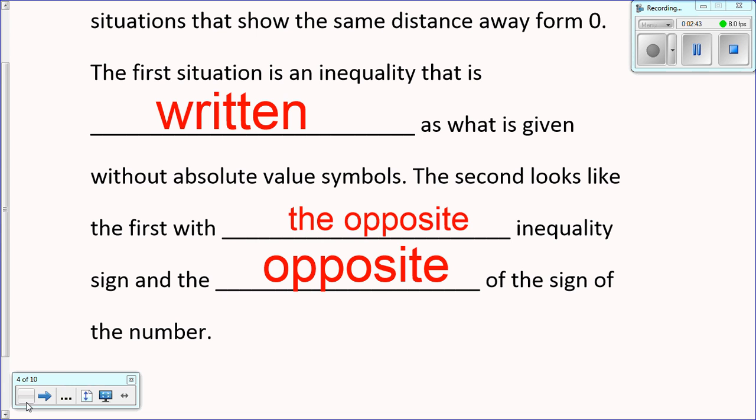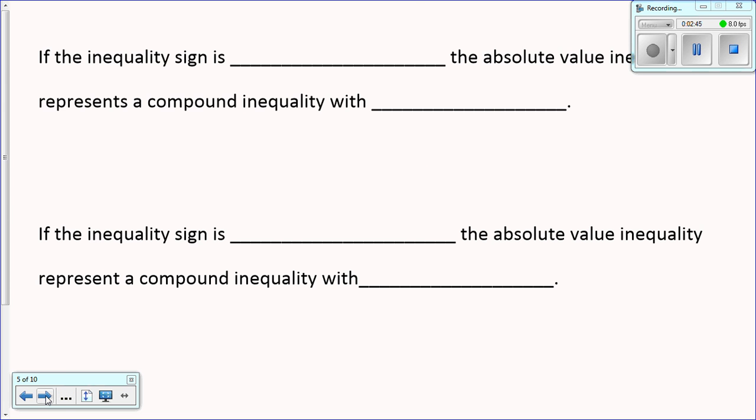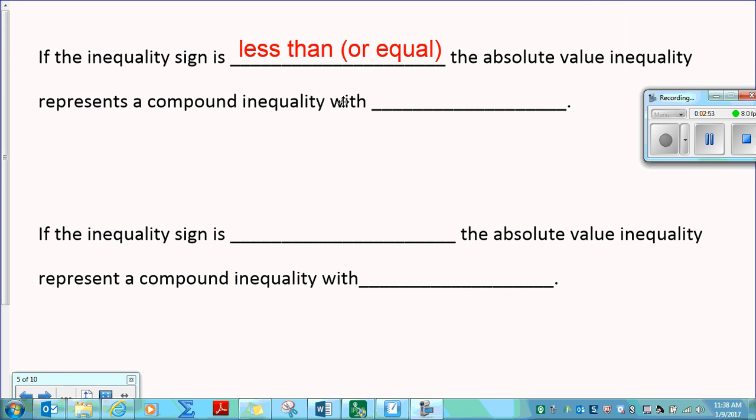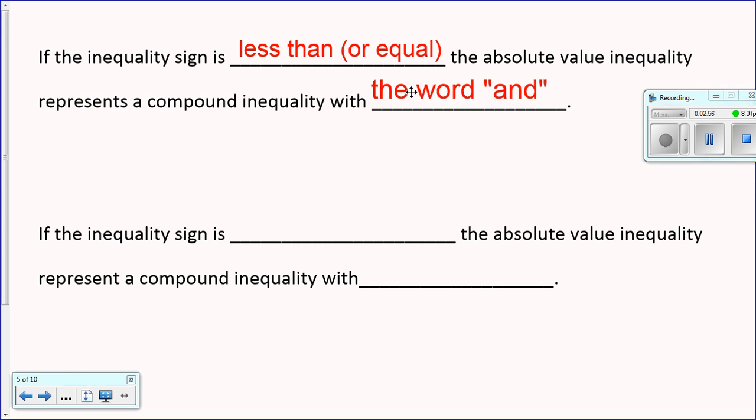Similar to with the equations. Okay? So if the inequality sign is a less than or equal to, the absolute value inequality represents a compound inequality with the word and. So this is the extra inequality part. If we have a less than or equal to symbol in the original problem, when we create our two inequalities, we're going to have the word and in between them. If the inequality sign is greater than or equal to in the original problem, the compound inequality is going to have the word or. Okay?